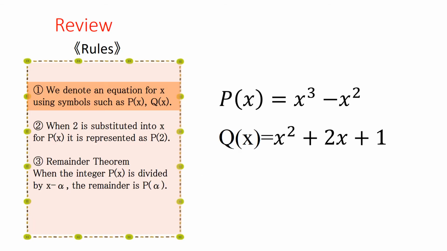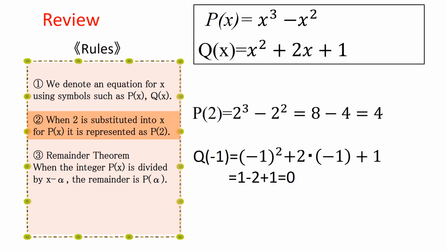Finally, let's review what we have learned. The first rule is that an equation for x is represented by the symbols p of x, q of x, etc. The second rule is that the value of the variable x in the equation p of x, when 2 is substituted, is represented as p of 2.